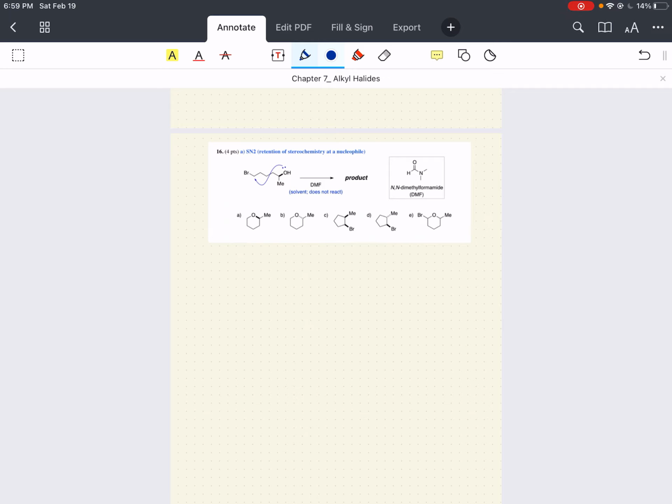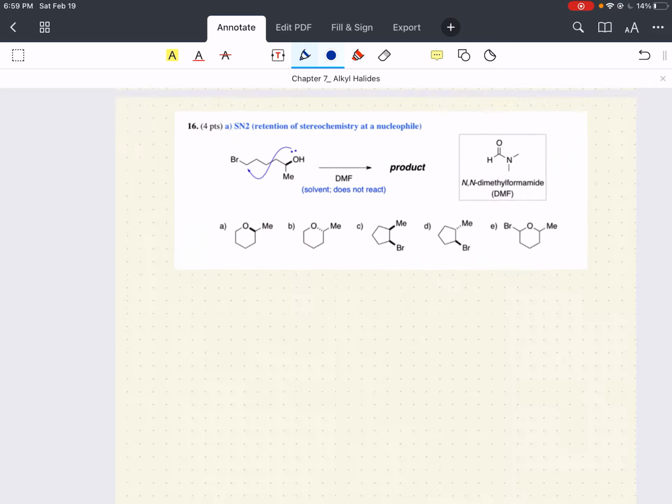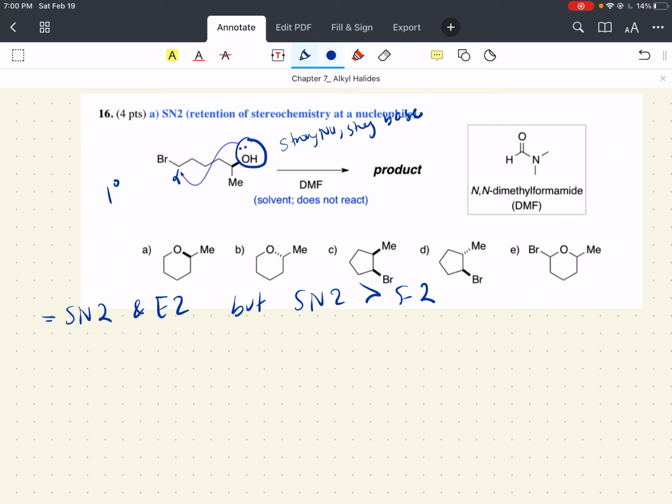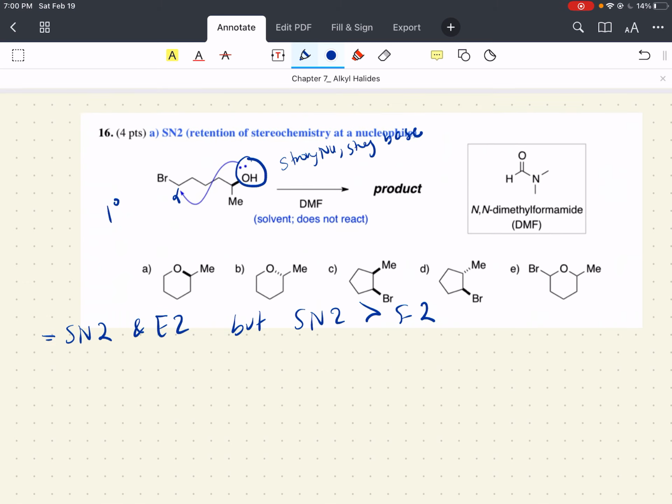Cool. This is going to be an intramolecular reaction. Here is our nucleophile, which, by the way, is a strong nucleophile, strong base. Our alpha carbon here is primary. So what we're going to get here is SN2 and E2, but SN2 is the major product over E2. And we want to draw our major product here. So that's what we're going to do.